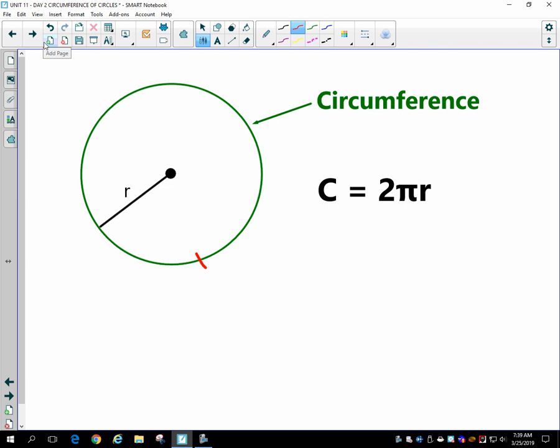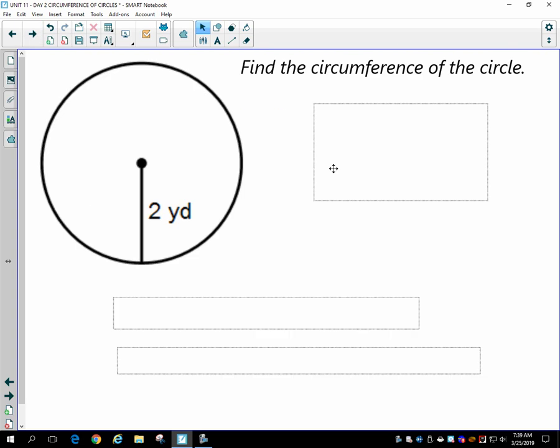So really all we need to find the circumference, just like all we need to find area, is the radius and the right formula. So we can find the circumference here. I have a radius of 2. I want to find the distance all the way around.